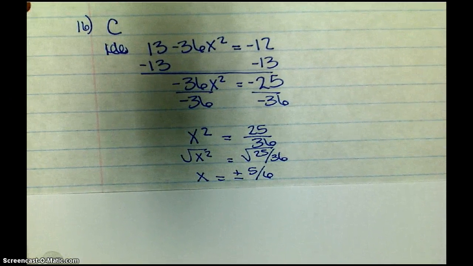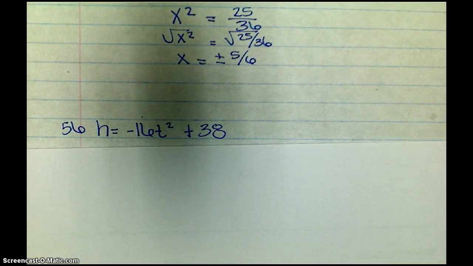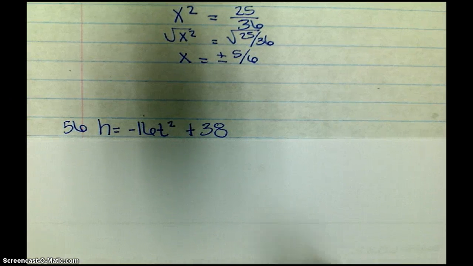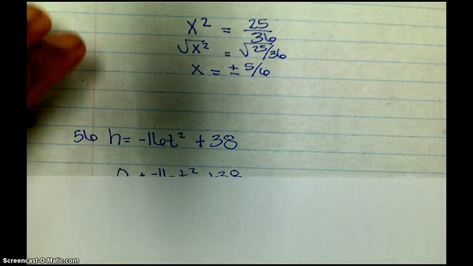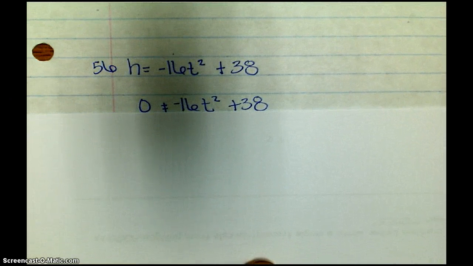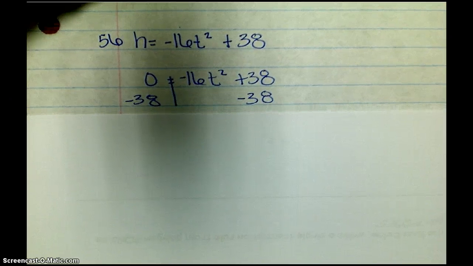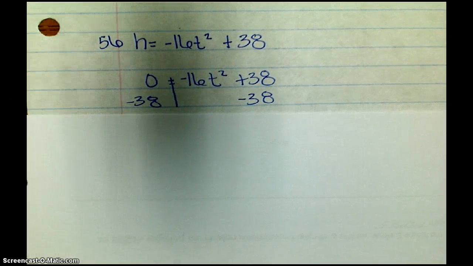Number 56 was a word problem. You were given this equation, and you wanted to know how long it took to touch the ground. Well, if you touch the ground, the height is going to be 0. So I replace h with 0. Recognize this as a quadratic, and so I'm going to use the square root method.